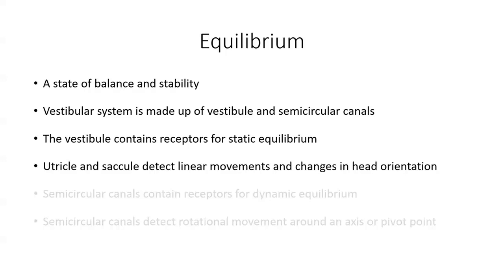Examples of when static equilibrium is required are when you're moving up and down in an elevator, or you're in a car that is speeding up or slowing down. As you can tell from those examples, static equilibrium is most often required when the body is static or at rest, and is essential for activities like standing upright, sitting, and maintaining a steady gaze. The utricle within our vestibule primarily detects horizontal movements and changes in head orientation. The saccule is more sensitive to vertical movements.